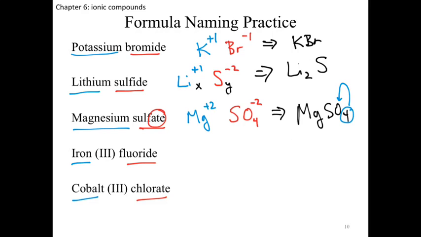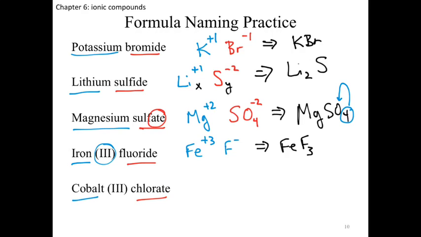Iron(III) fluoride. So iron, Fe, it's one of those ones I don't know the charge on, but I'm told what it is. +3, fluoride is an F-. To go through and do this one, I need 3 fluorides to match my iron. So it's iron and 3 fluorides.